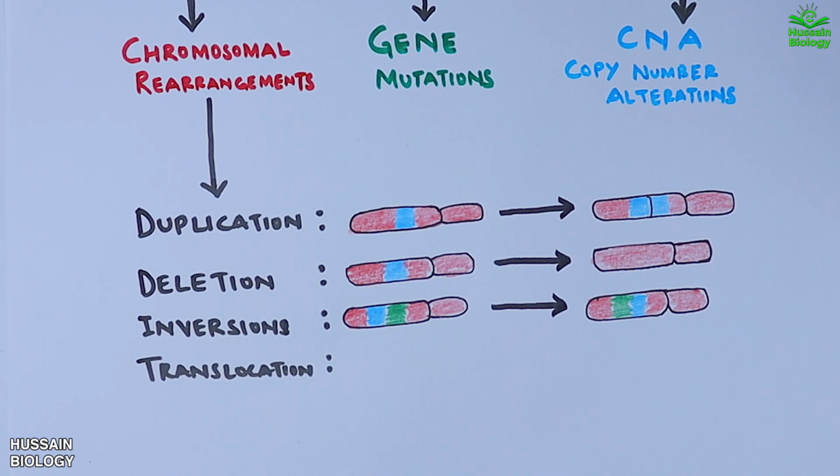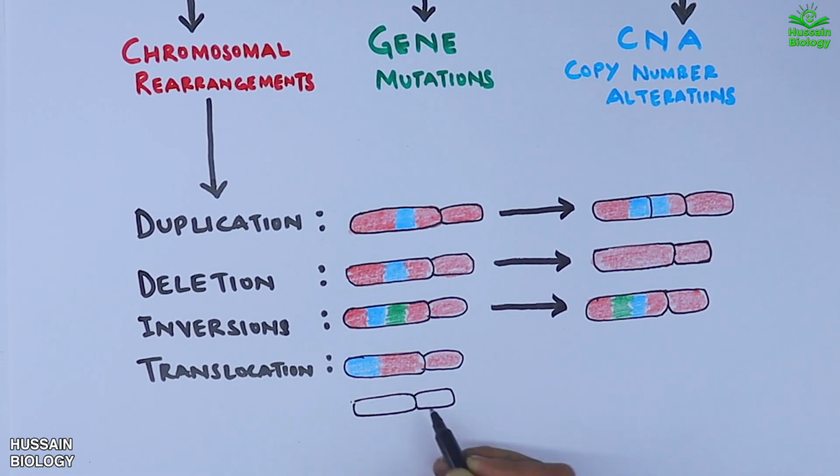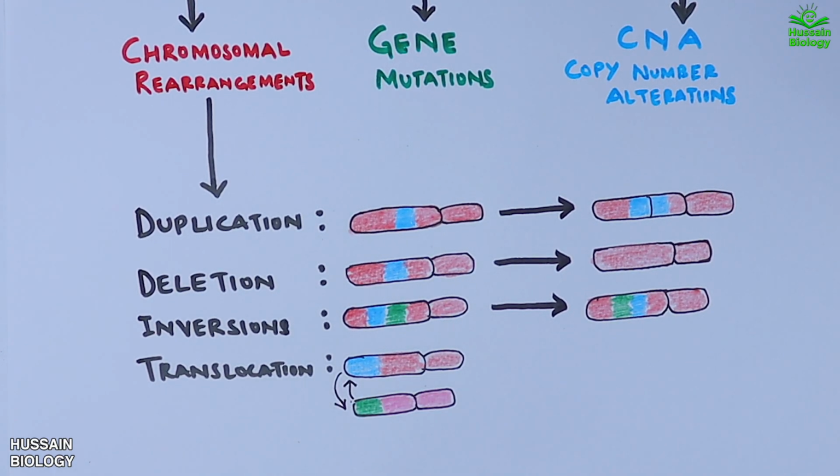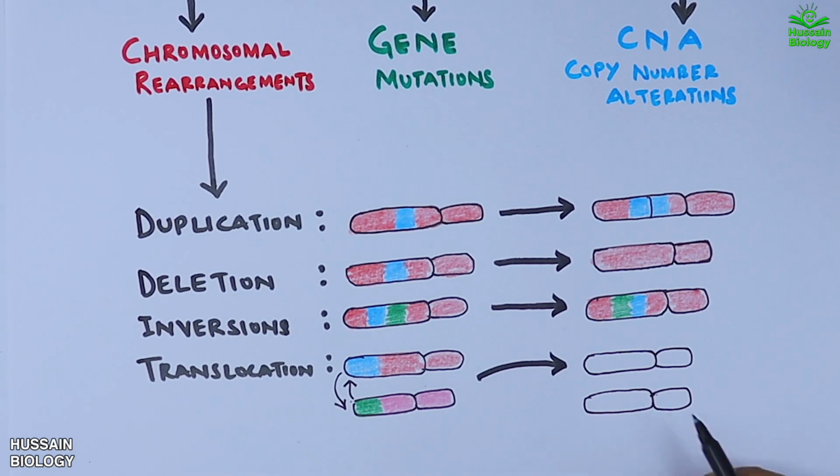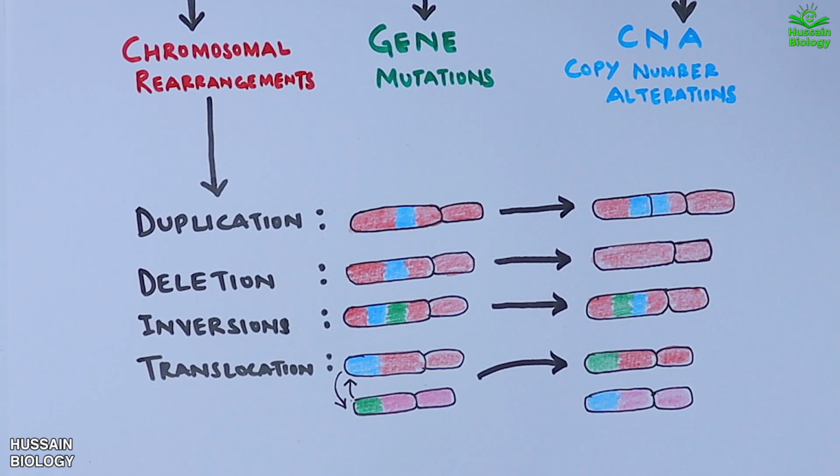Fourth one is translocation. This involves the exchange of genetic material between two different chromosomes. In this image, we can see that blue and green color segments have swapped places between two separate chromosomes. This can lead to formation of fusion genes, which may produce abnormal proteins that drive sarcoma growth.